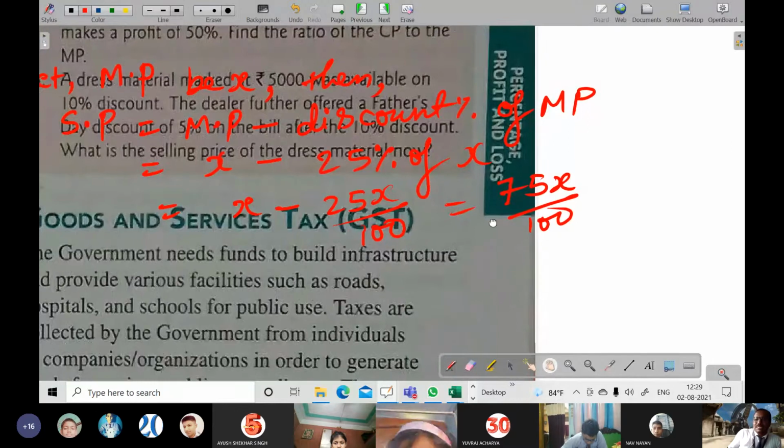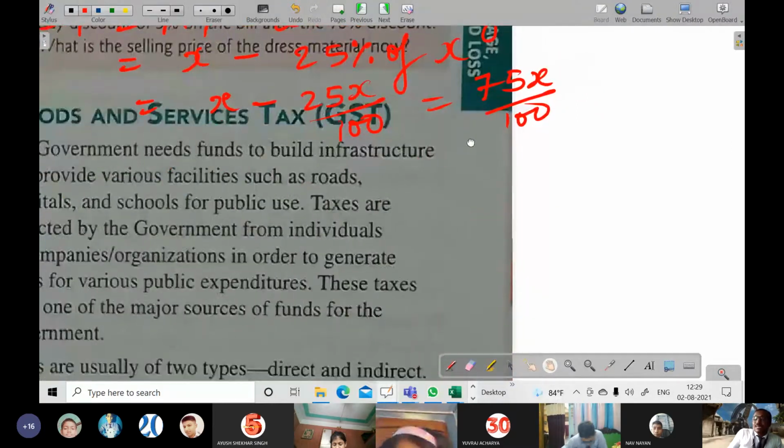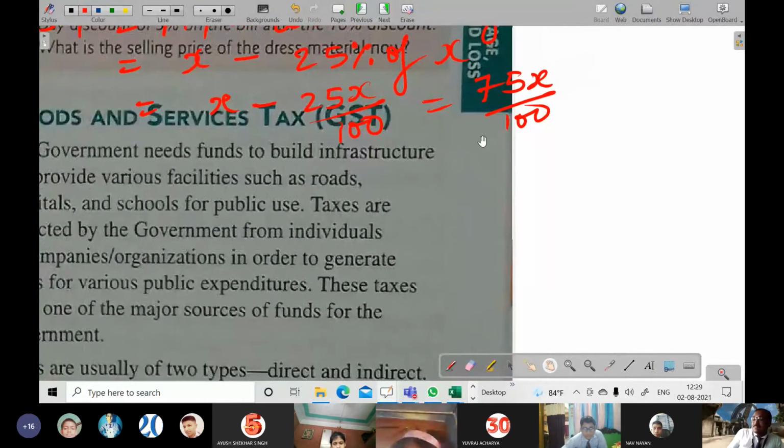Now from here you will be finding CP. At this SP, if he is selling, then he is getting 50% profit. We can also write 3X by 4, no, sir? Yes, 3X by 4 also you can write. Okay, let it be 3X by 4 only. Then the CP formula is what? It is 100, and profit is there, then it will become 100 by 100 plus profit percent.